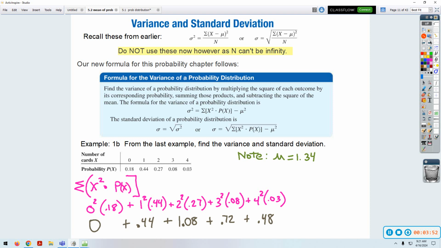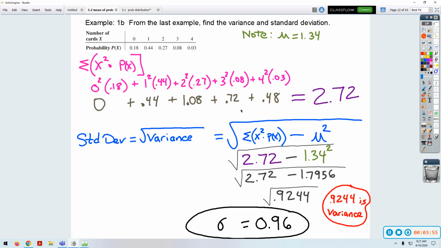Now let me show you what that looks like. If I do all of those things and I add them together, I get 2.72. That 2.72 is going to go under the square root symbol, and we're going to then subtract the average, the one we got from the very first page, 1.34, squared. If you need to use a calculator, by all means, do so. You'll end up with 0.9244. That is actually the variance right there. 0.9244 is the variance. When you square root it, you'll get the standard deviation of 0.96. That is the working example of how to do this.